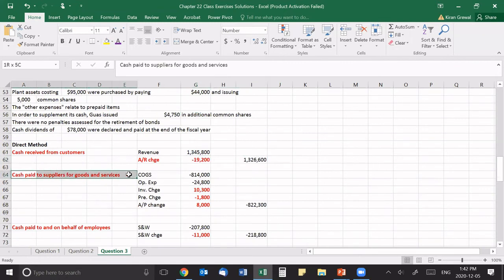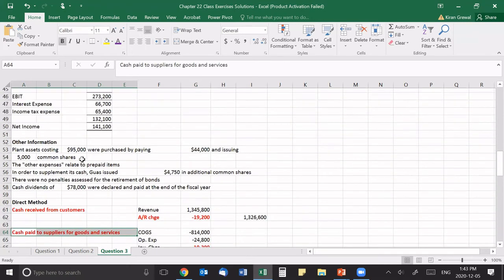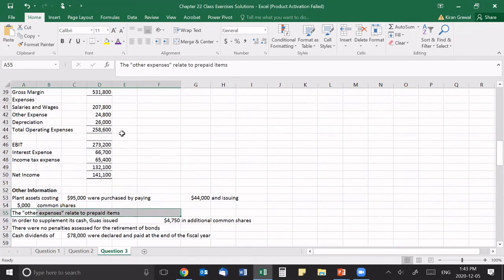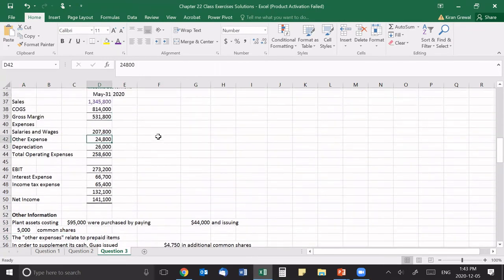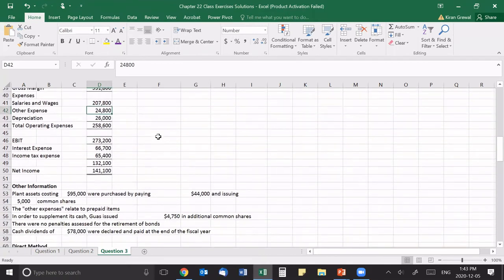Next one, cash paid to suppliers for goods and services. Okay, so I guess what we should do is read some of this other information to see if it applies to any of these amounts first. So this is talking about plant assets costing $95,000 were purchased. They paid $44,000 and issued 5,000 common shares. The other expenses relate to prepaid items. So that should be part of our operating expenses.